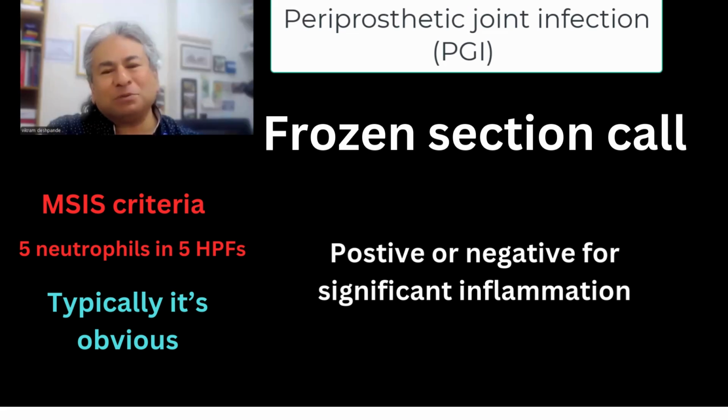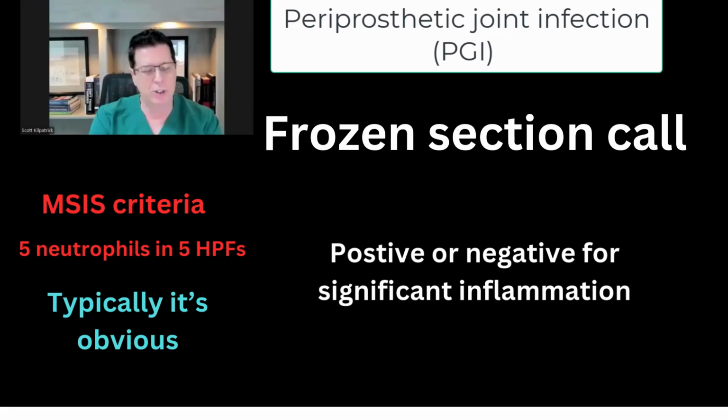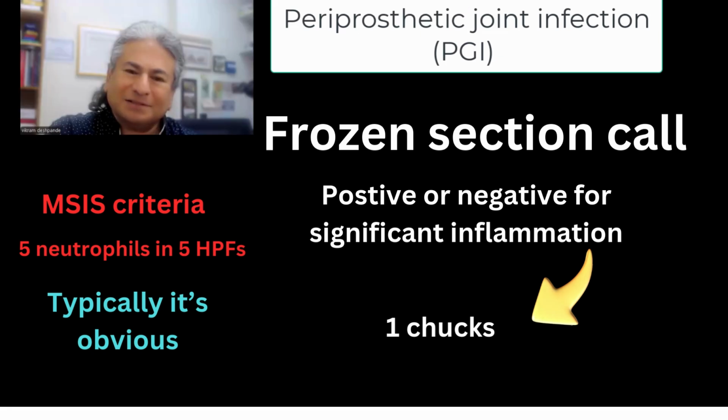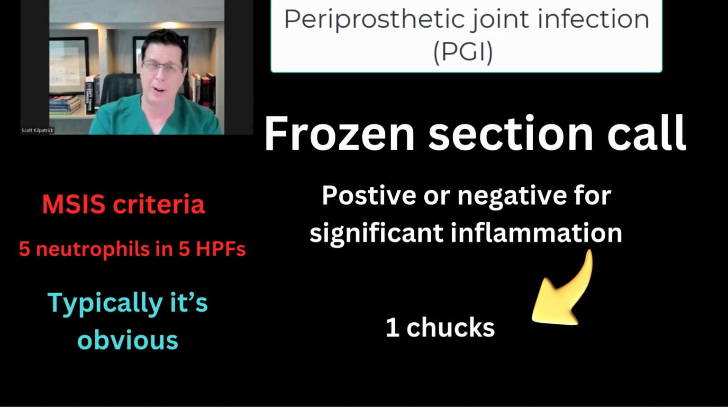And how many chunks would you put through at frozen? Yeah, and that's a good question too. I don't know that there's a great answer. We typically do one section at frozen. We don't put the whole specimen in. If you do that, you have to accept the fact that somewhere around 3 to 5% of all your cases, you will have a positive result due to sampling that may have been missed at frozen.